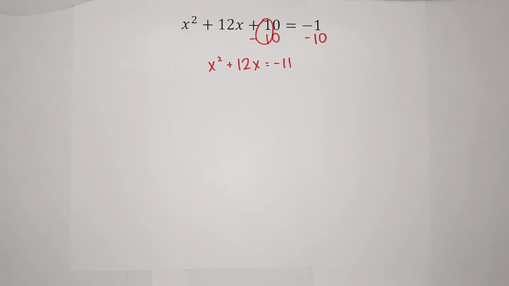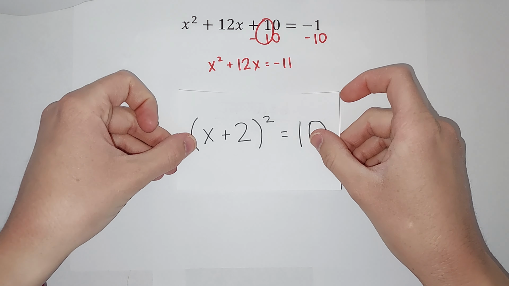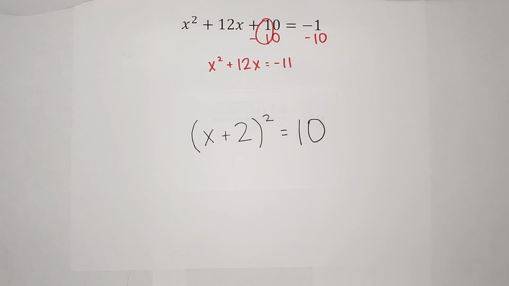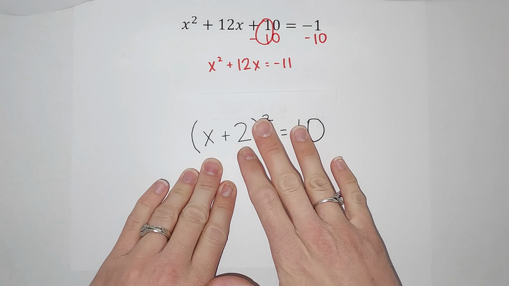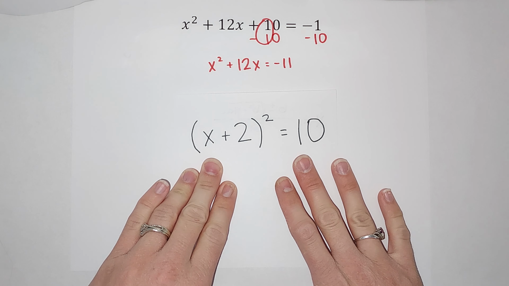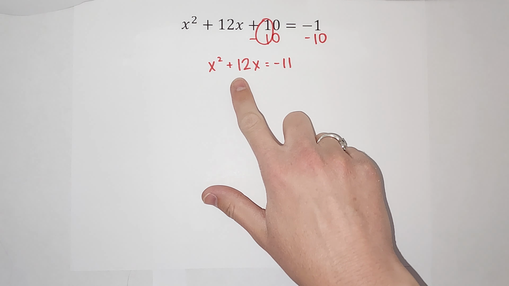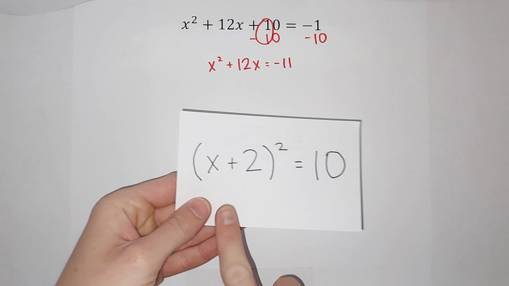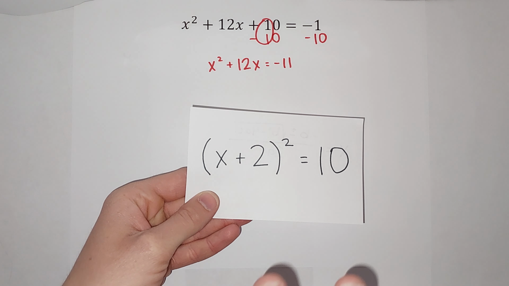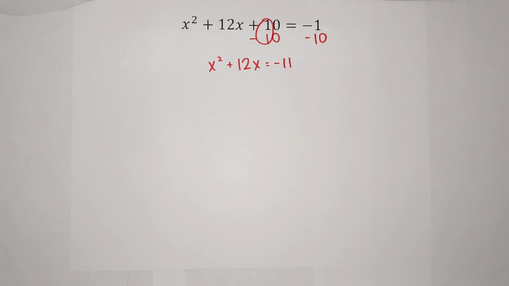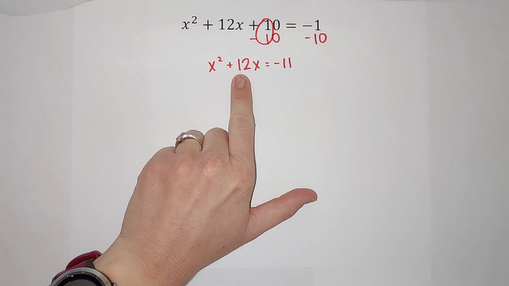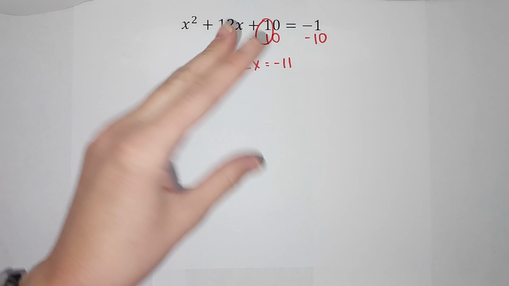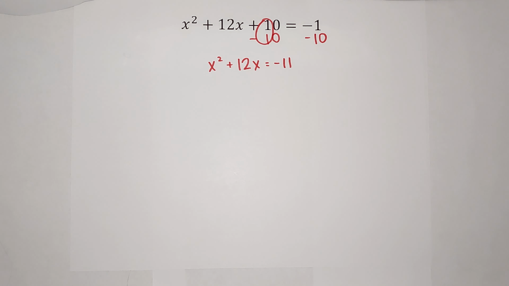-11. Okay, now my whole goal in completing the square is I want something that looks like this. The numbers are going to be different. It's not necessarily going to be a 2 and a 10, but I want parentheses squared equal to something. So I want this to factor to parentheses squared with a different number here probably. So what I need to do is figure out what number I can add to this so that it factors as a parentheses squared.